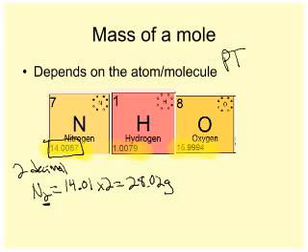So my way of remembering how to find the mass of a mole is I say little g stands for grams and little g stands for go to the periodic table. How corny and awful is that? But that's what it is.